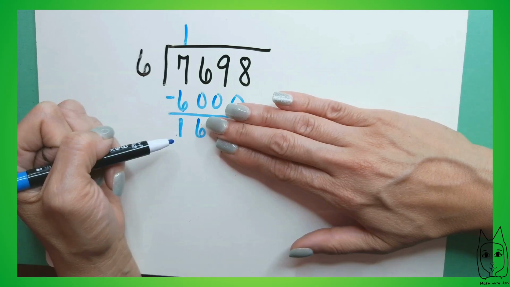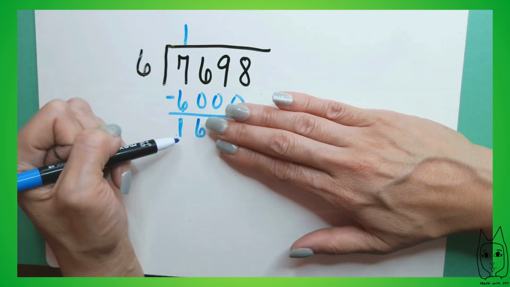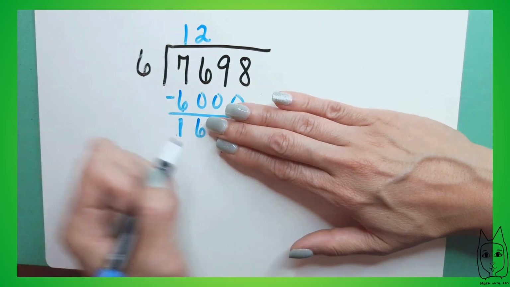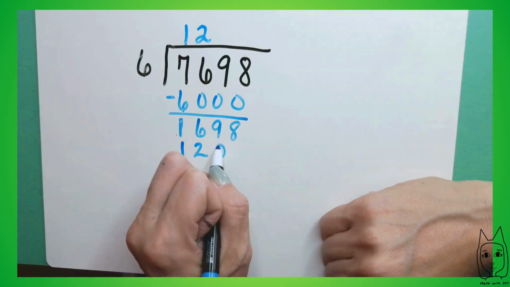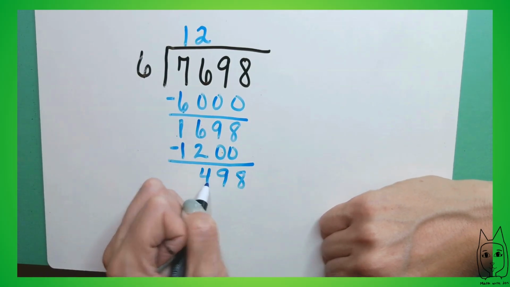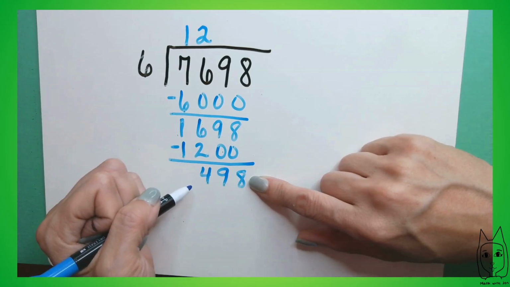We know that 2 times 6 is 12. We know 6 times 3 is 18. That's too much. We're going to have to use the 2. The 6 times 2 is 12. We're going to just put zeros for the other place values. Subtract. Oh, I have 498 left.